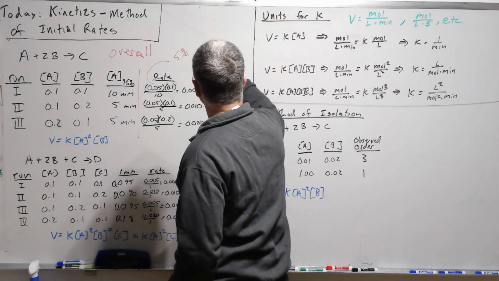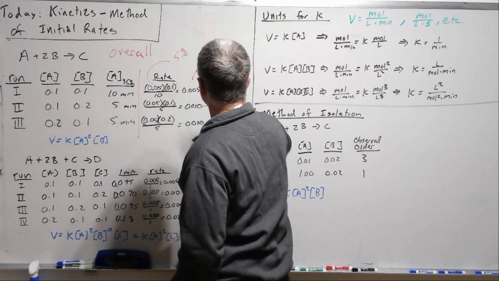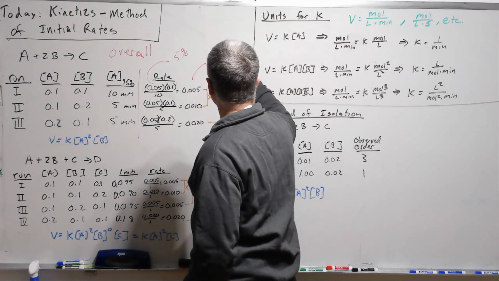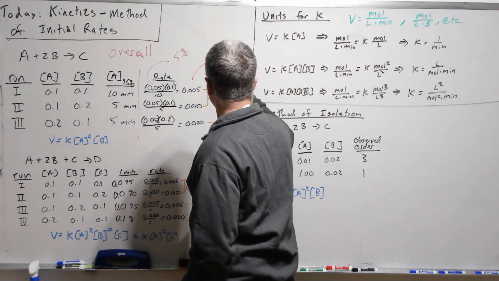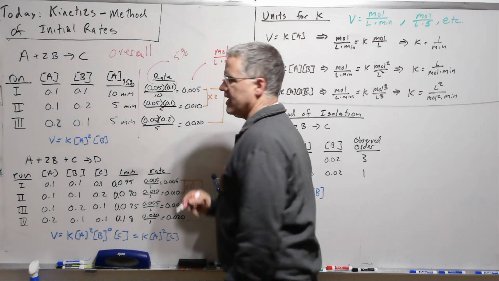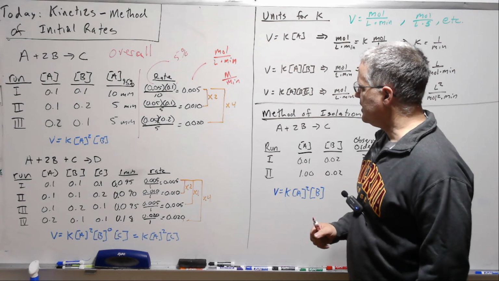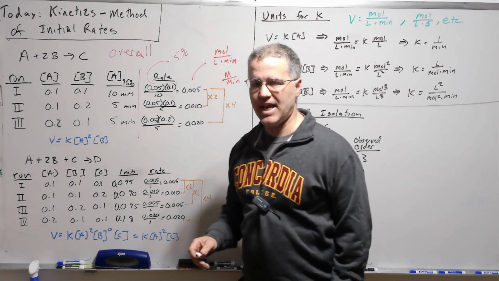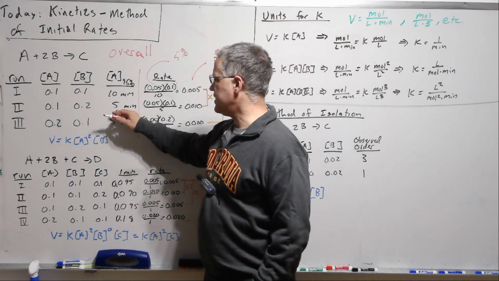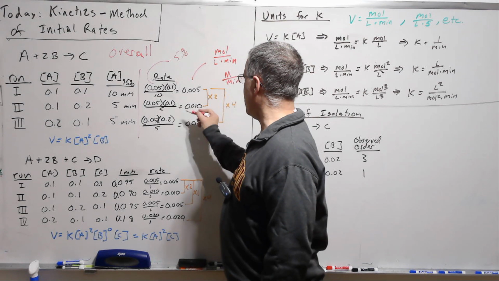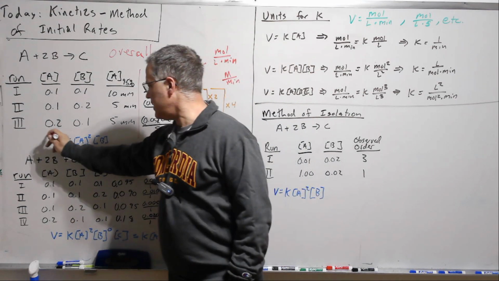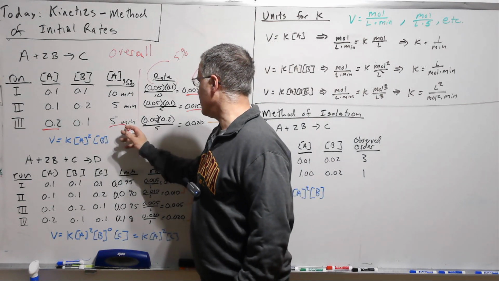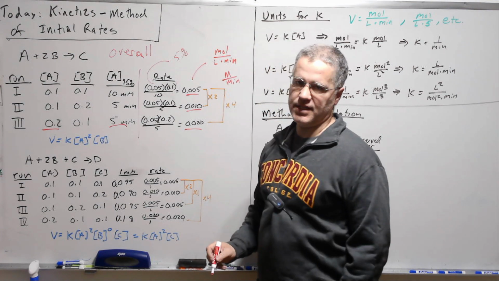Now, this is in moles per liter, so it's a concentration, moles per liter per minute, or the same thing here, molarity per minute. Those are both the same units. All right. Then in the second run, we keep A the same and double B, and then we record the time and calculate our rate. And finally in the third experiment, we double A, record the time, and do our calculation.